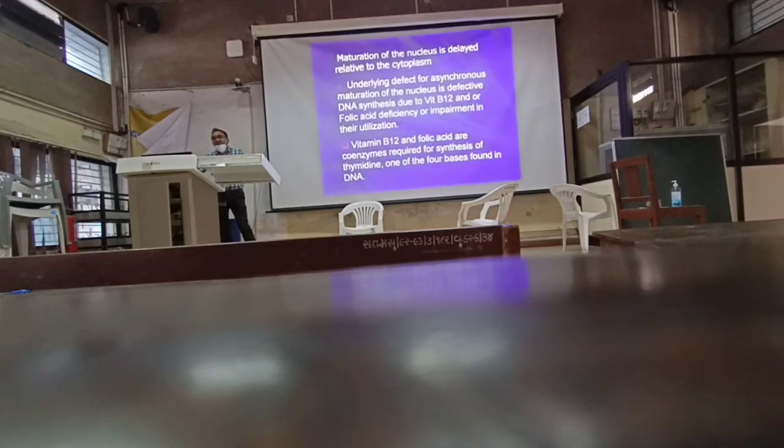But because erythroid precursors in the bone marrow and other lymphopoietic cells have a very short lifespan, the effect in the body is first seen in these cells. Instantly there will be an anemia if vitamin B12 is not there. And gradually that anemia has different types of morphological changes that we will see.